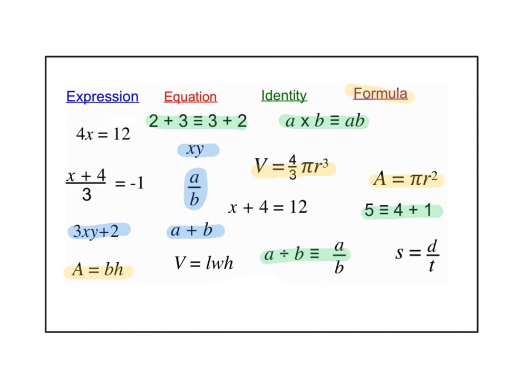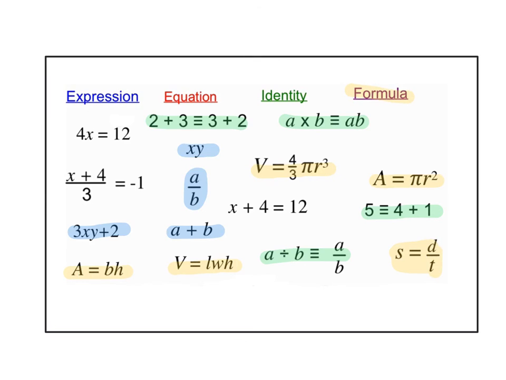Area is base times height here. Volume is length times width times height. And speed equals distance times time. So you might not realise that unless you actually know those formulas already. So they are formulas that we will be using at some point during your GCSEs. So you will know these are formulas by the end of year 11.